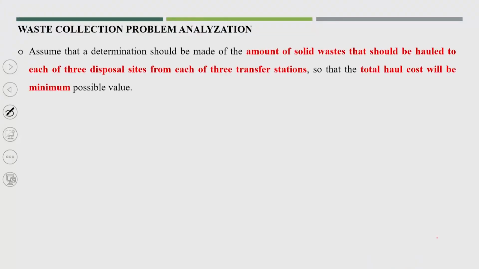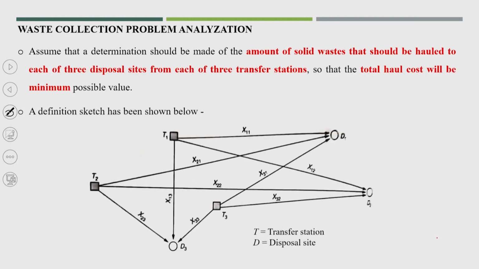So, assume that a determination should be made of the amount of solid waste that should be hauled to each of 3 disposal sites from each of 3 transfer stations, so that the total haul cost will be the minimum possible value. This is the example given.